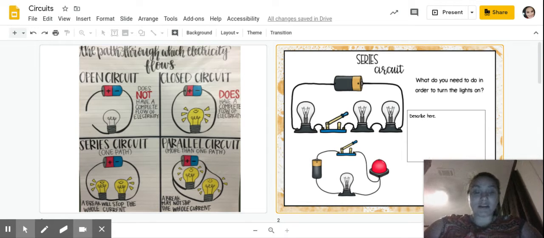Today we're going to talk about circuits, and I love circuits. Sadly, I don't have any here at home with me, so we're just going to have to look at some pictures. Okay, so bear with me.